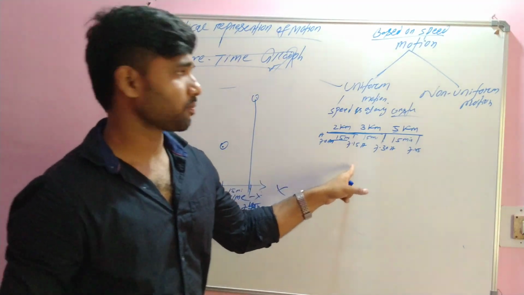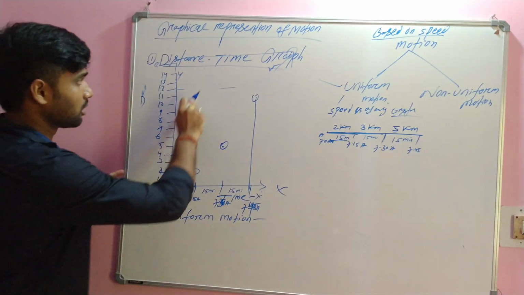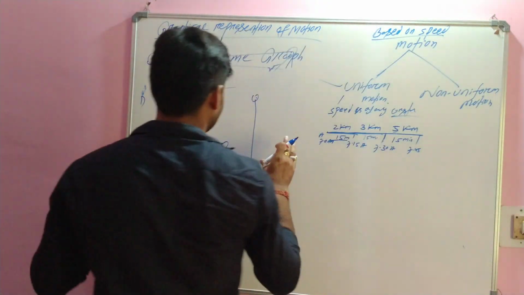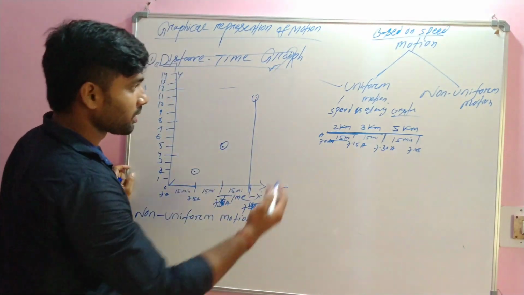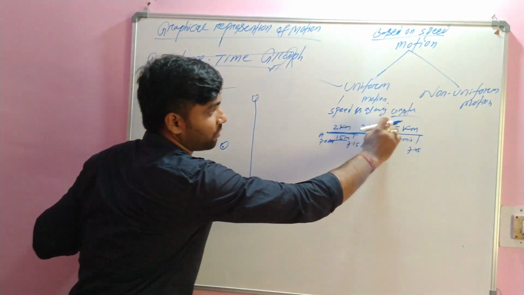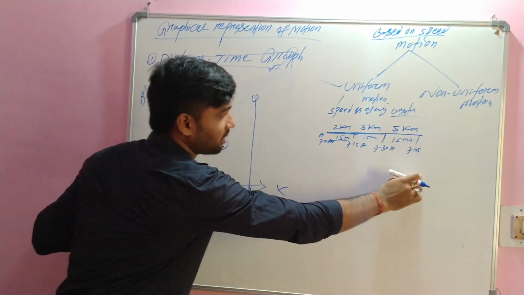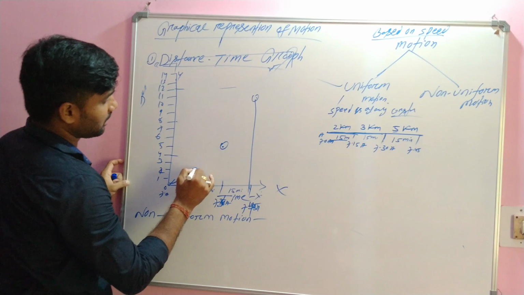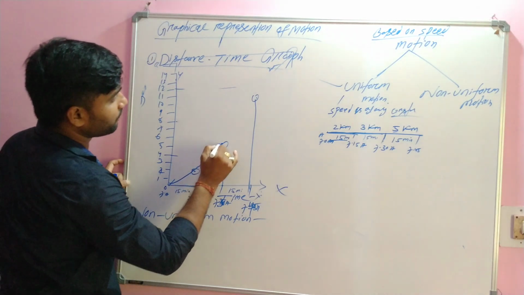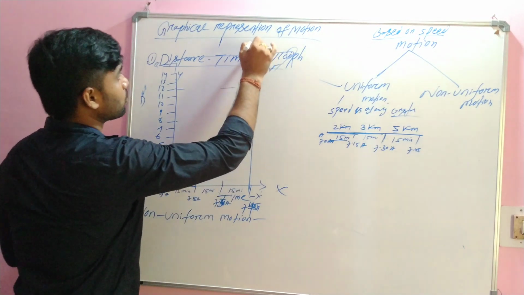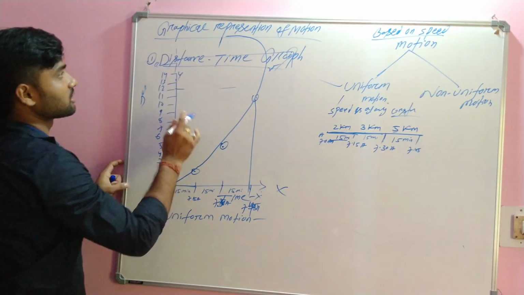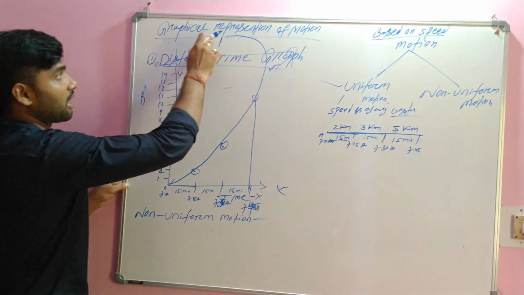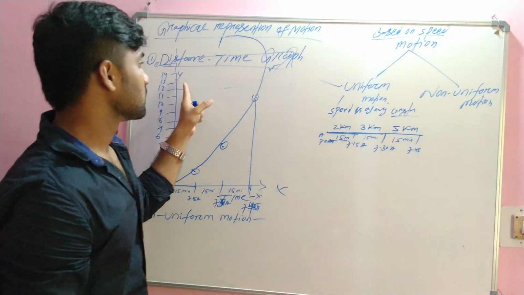Keep in mind, it's not possible to draw on a whiteboard. You will get a better result on graph paper. If the object covers more distance in the same interval of time, keep in mind the distance time graph line always goes towards distance because it covers more distance. When it covers more distance, the line goes towards distance.